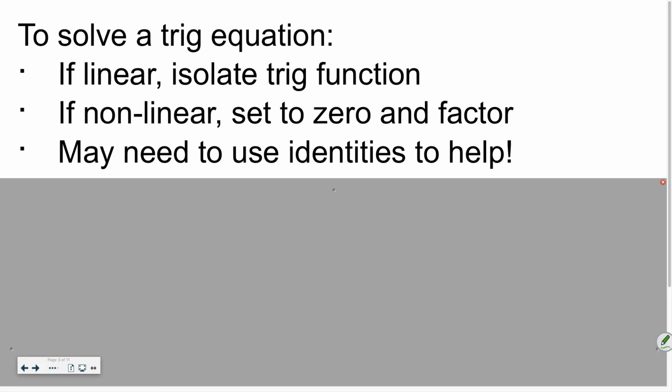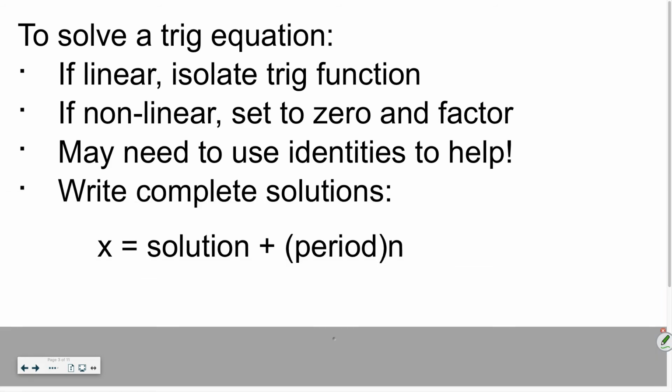Okay. But when you actually get to a point where you're ready to tell me angles, you need to write your solutions in this manner. You need to give me the angle, that's the solution, plus whatever the period is times n. I'm going to let you write that down, and then I'll talk about what that means.